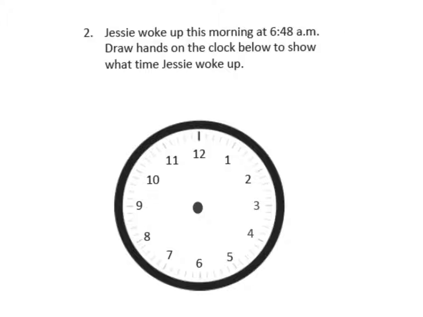Let's take a look at number 2. It says Jessie woke up this morning at 6:48 a.m. Draw hands on the clock below to show what time Jessie woke up. So I'm going to draw my hour hand first. Since it is 6:48, I know that I'm going to be a little bit after the 6 o'clock, close to 7, but not quite.